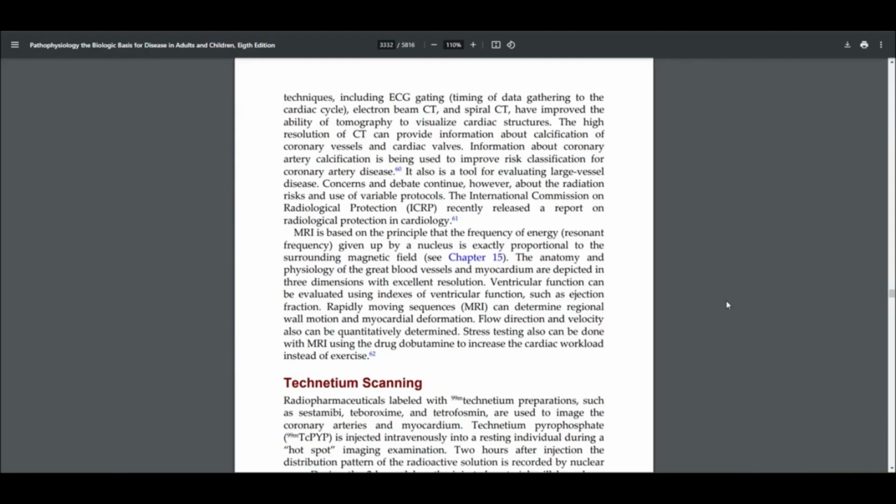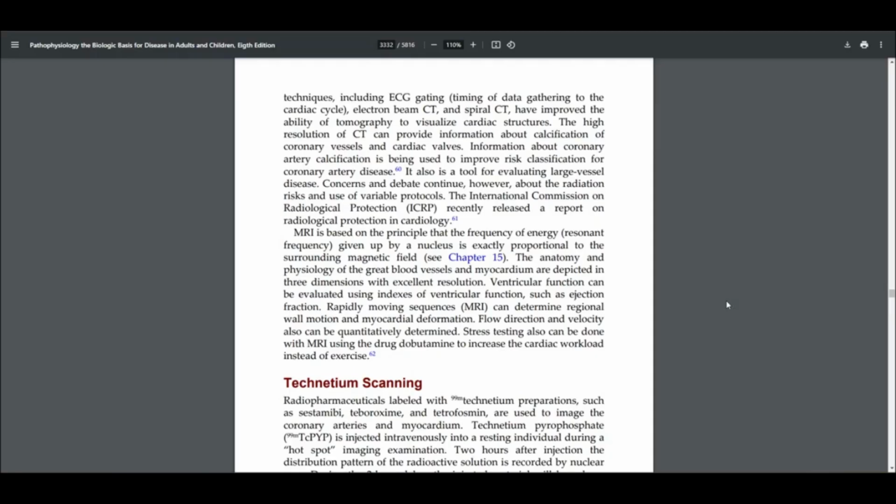New techniques, including EKG gating, electron beam CT and spiral CT, have improved the ability of tomography to visualize cardiac structures. The high resolution of CT can provide information about calcification of coronary vessels and cardiac valves. Information about coronary artery calcification is being used to improve risk classification for CAD. It also is a tool for evaluating large vessel disease.